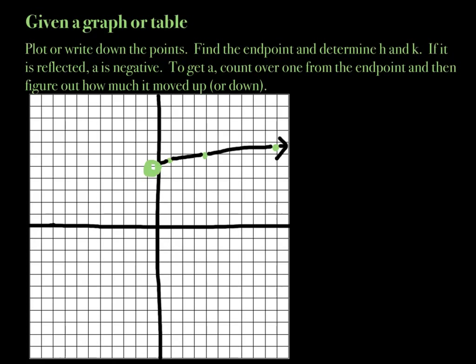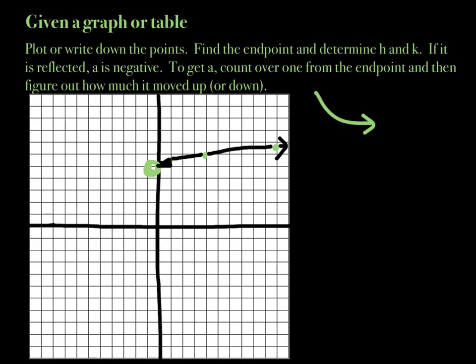And determine what h and k are. That'll give you the h and k in your equation. You'll also need a. If it's reflected, if it's pointing down, a curve like that, then you'll know that a is negative. And to get a, you're going to take the end point, and you're going to count over one unit, and then figure out how much it goes up or down. And however much it goes from the end point is your a value.